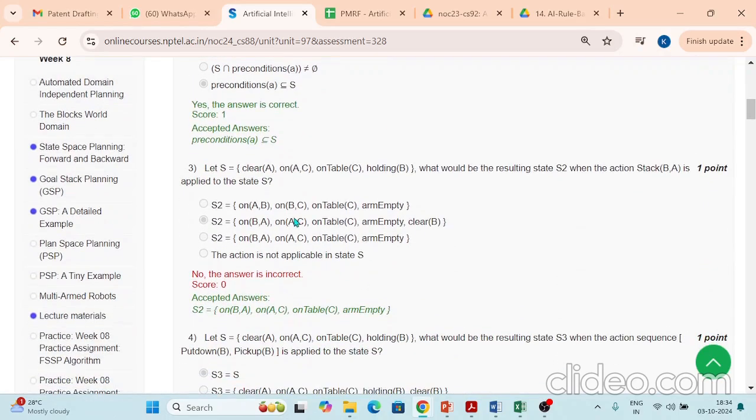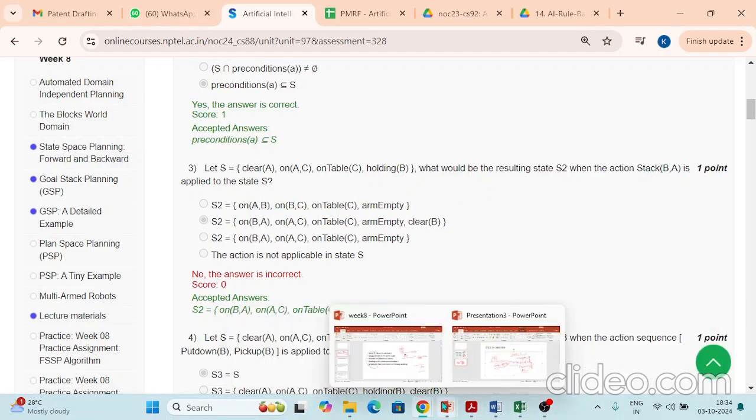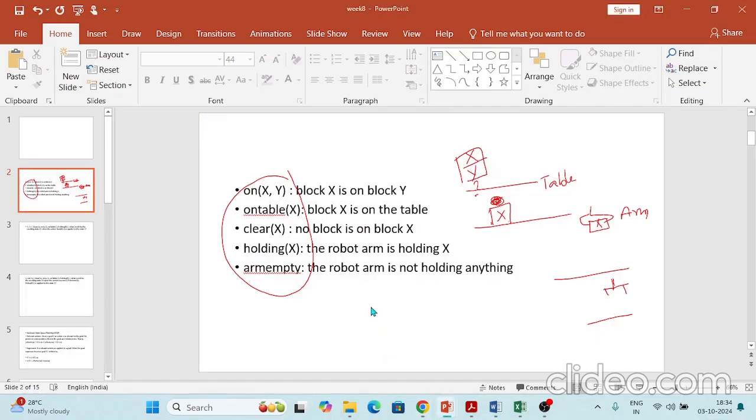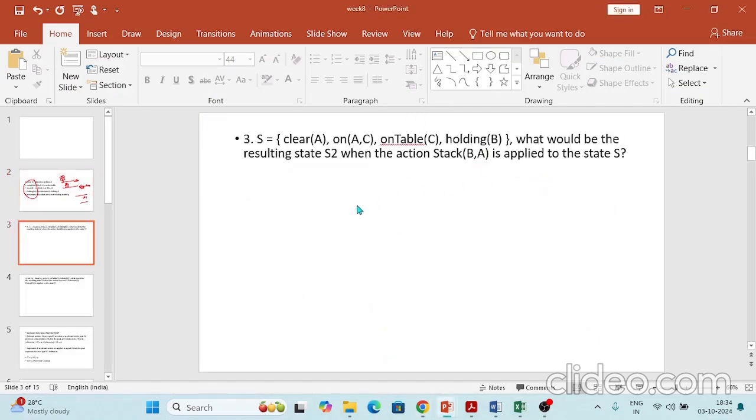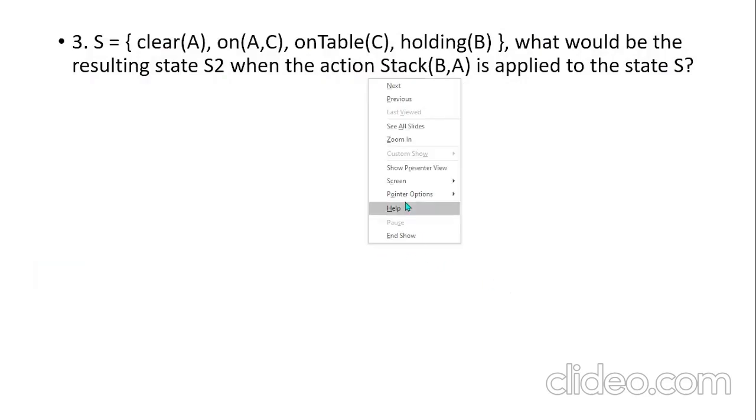Now if we go for the third one: let S be clear A, on A C, on table C, holding B. This is a state. What would be the resulting state S2 when the action stack B A is applied to the state S? This is the question. So now we will draw this one. What do we get for state S?